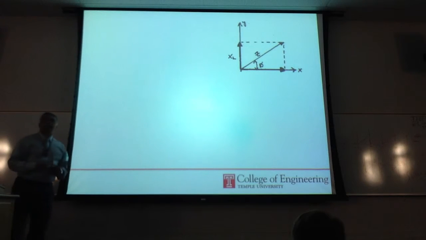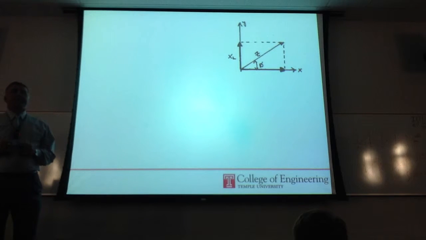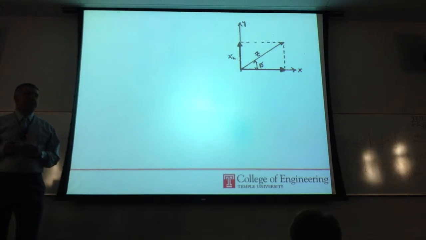So far what we learned was about vectors. Can somebody tell me what a vector is? Yes, it's a line with direction and magnitude. Okay. Examples of vectors. What examples do we have?